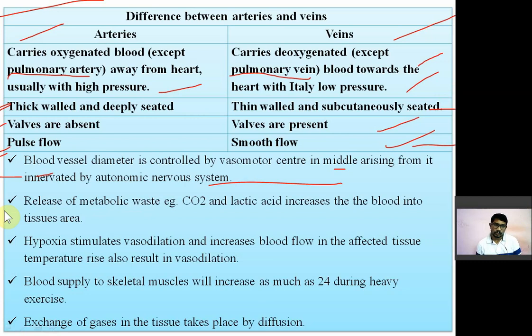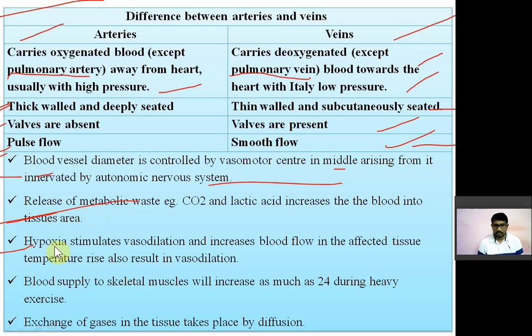Metabolic waste is carbon dioxide and lactic acid. So release of metabolic waste, carbon dioxide and lactic acid increases the blood flow into the tissue area. So particular tissue में blood flow कब increase होगा, जब वहाँ पे उस area में carbon dioxide ज़्यादा होगा या lactic acid ज़्यादा.